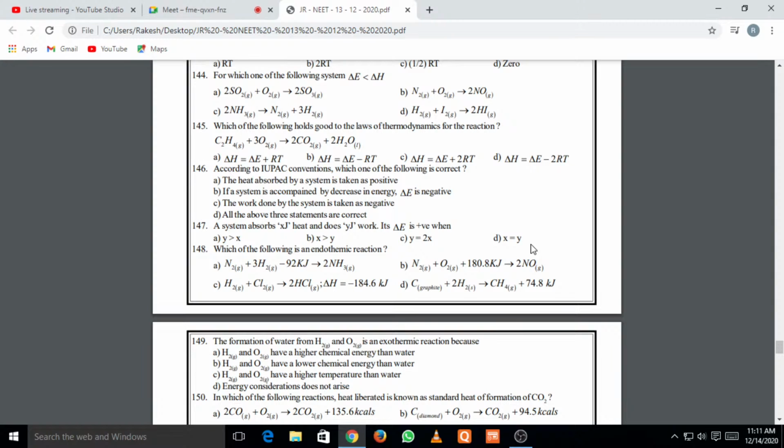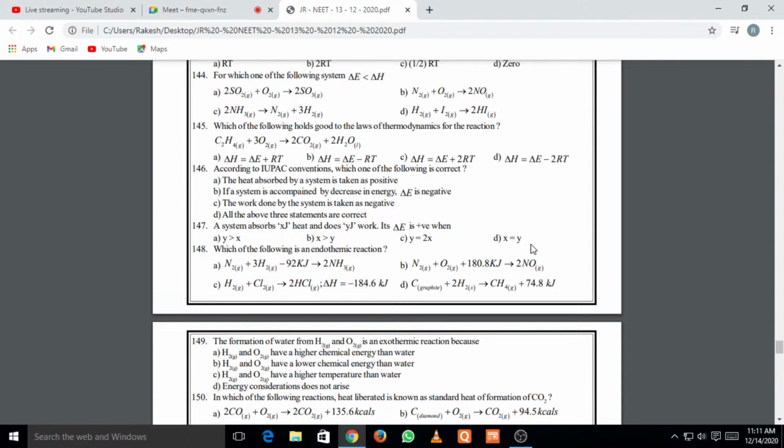The system absorbs X joules, means X is plus, and it does Y joules of work, means Y is negative. The change in internal energy should be positive, they said. It becomes positive when this is greater than that. So X is greater than Y. It's clear now, children? Tell me it's clear. Yes, sir.